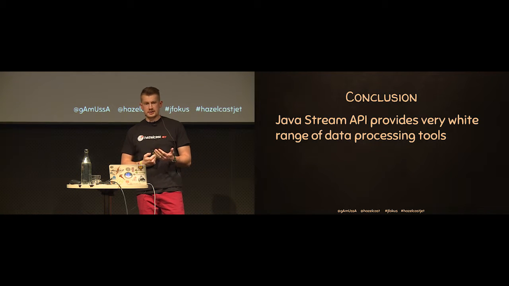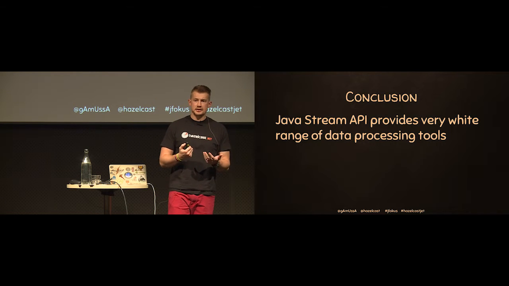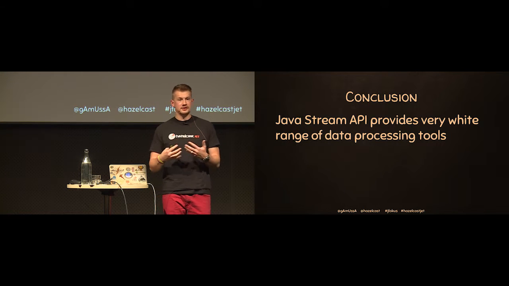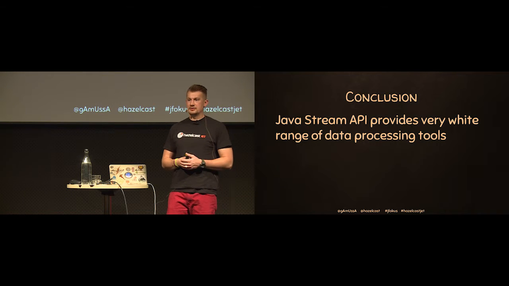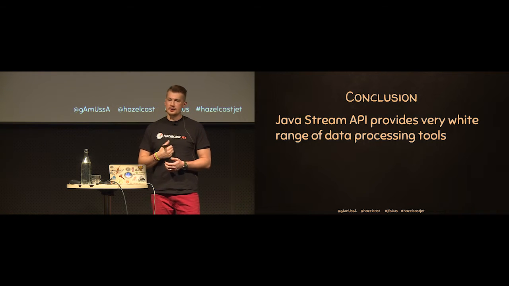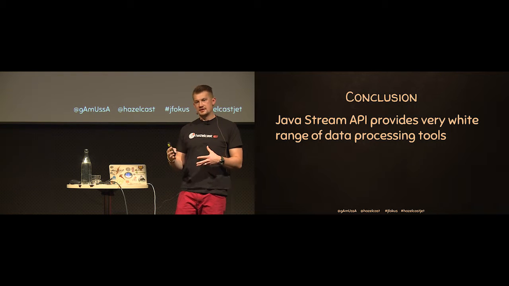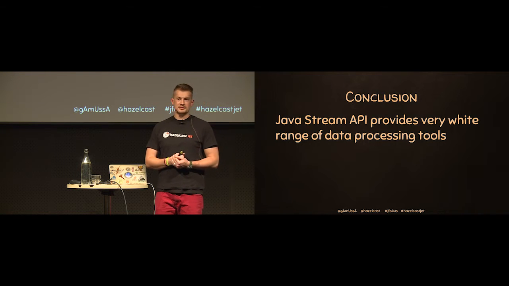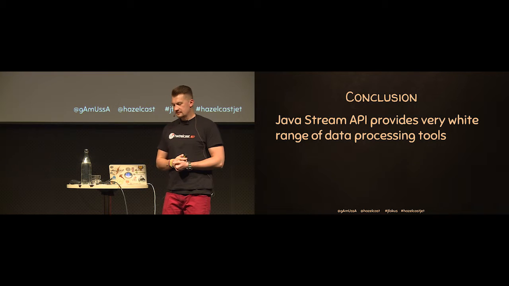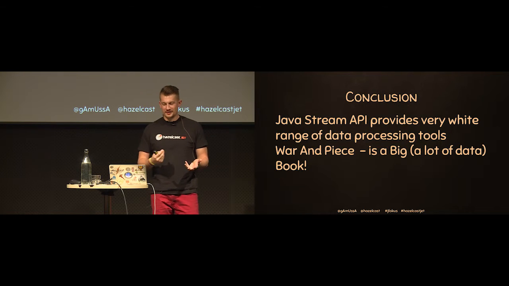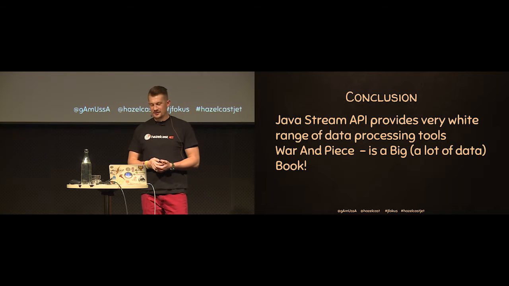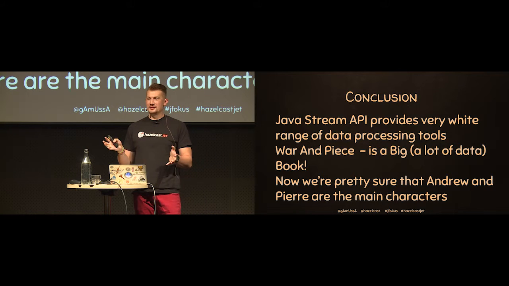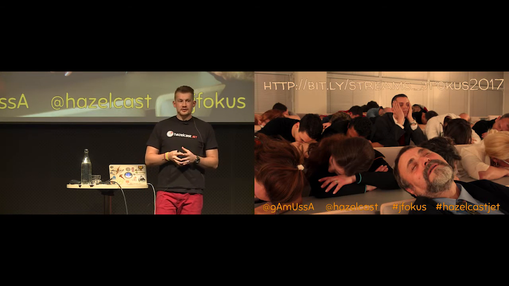Instead of a conclusion: the Java Stream API is still quite powerful, and it creates good data processing. You can create different interesting data processing APIs. We have an example where we can compute something more sophisticated. For example, you can create a TF-IDF index using Java util stream, which is also pretty cool. And War and Peace is a really big book in terms of data. And we know that pretty much Andrew and Pierre are the main characters because they appear in the book more often.